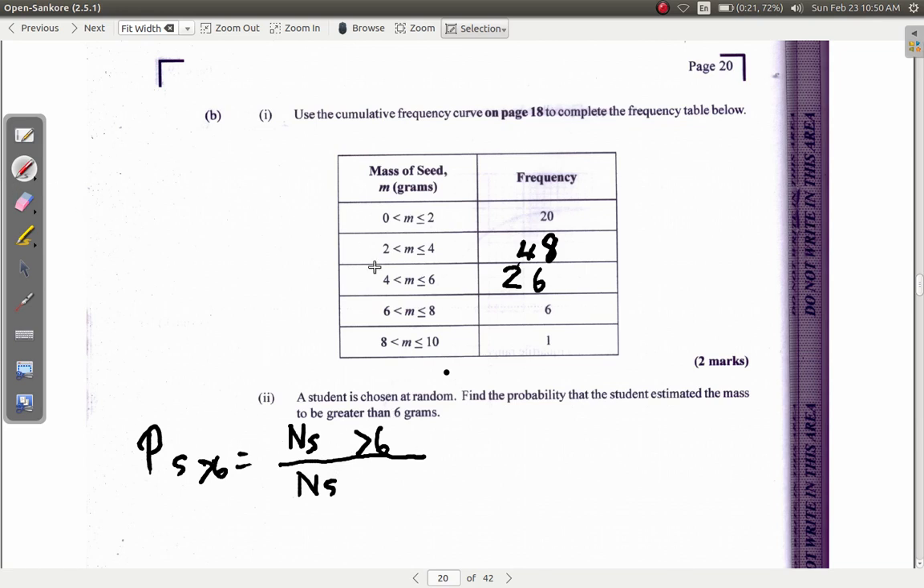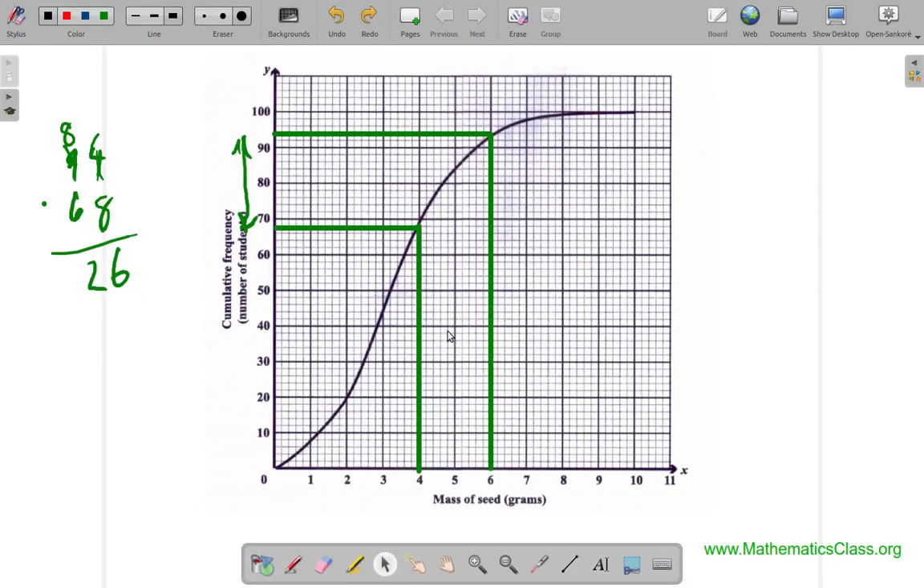So, what was the total number of students?